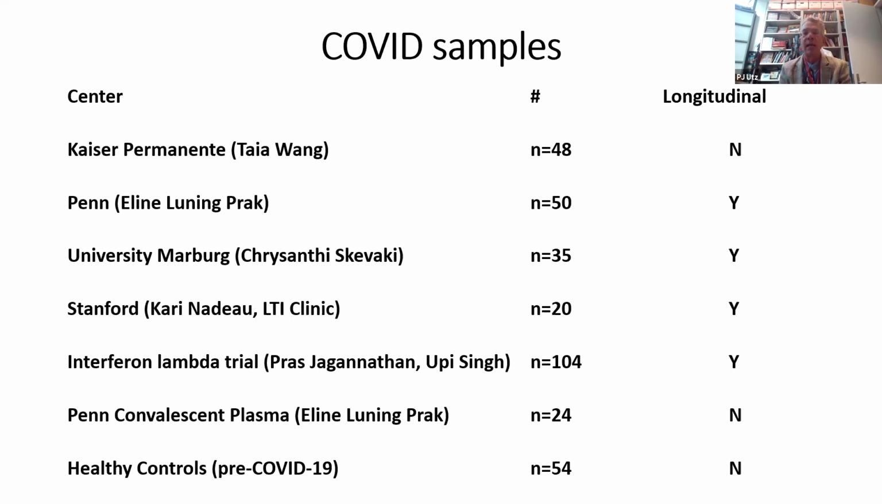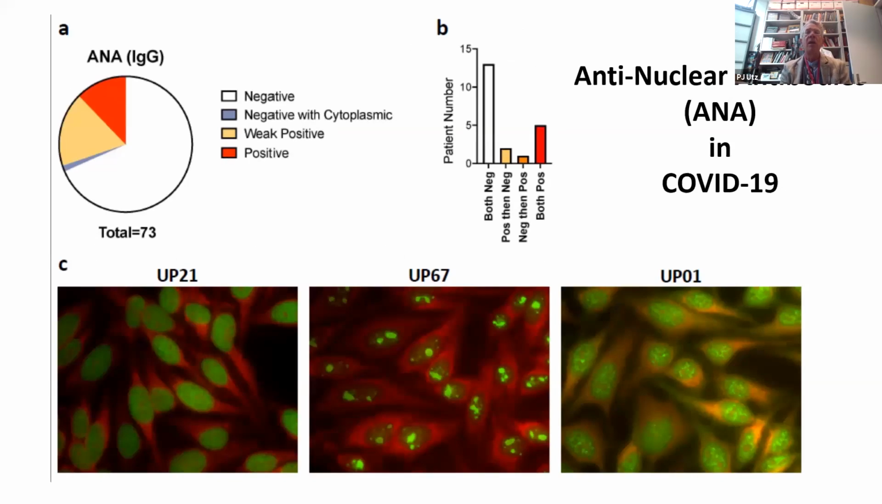I'm just going to show you one data slide from this study. We also got convalescent plasma samples from Nina. So these are patients who had mild COVID, came in 28 days later and provided plasma for therapeutics for patients. And then we had a bunch of healthy controls. So altogether, we looked at almost 200 samples in this study. So the first thing that we did was we looked at the ANAs.